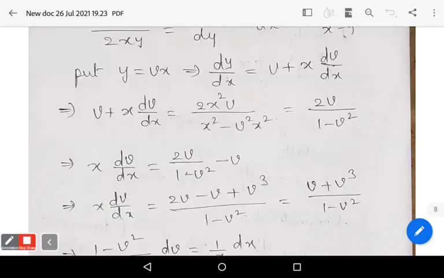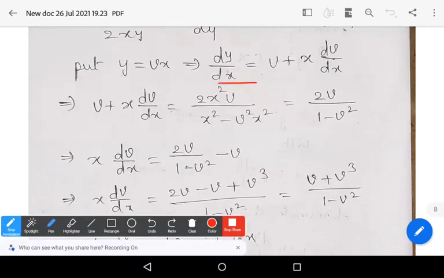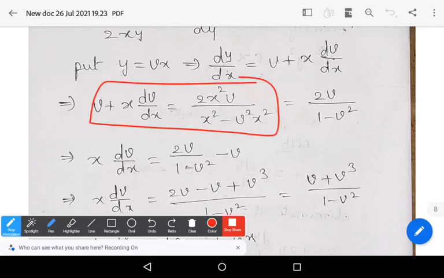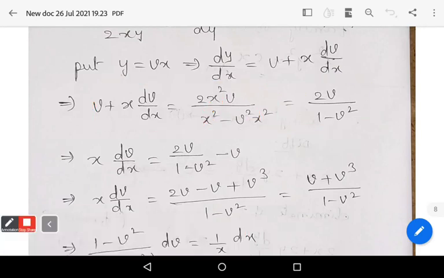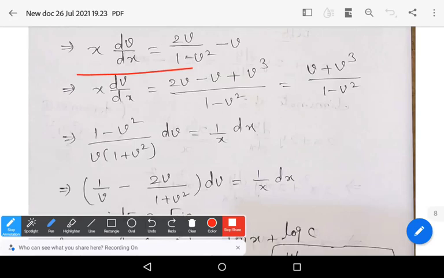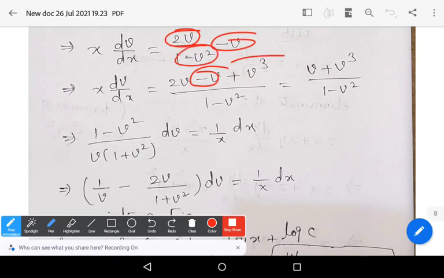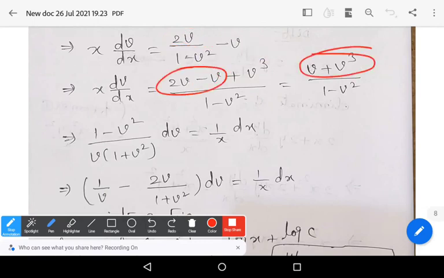Now substituting, we get v plus x into dv by dx equals 2x square v by x square minus v square x square. After x square gets cancelled, we get 2v by 1 minus v square. Now simplify. X into dv by dx equals 2v by 1 minus v square minus v. Taking LCM, 1 minus v square, 2v minus v into 1 minus v square, which gives v plus v cube by 1 minus v square.